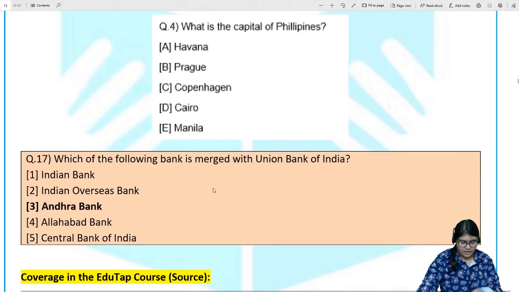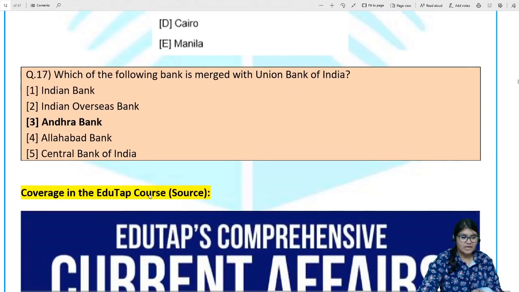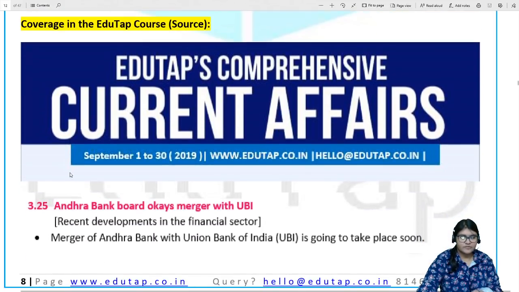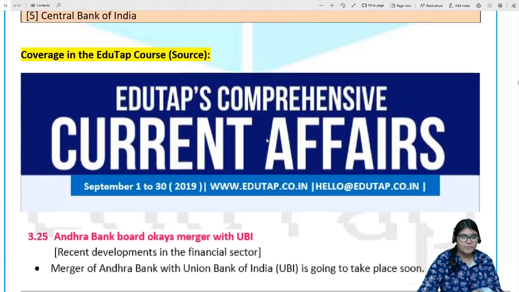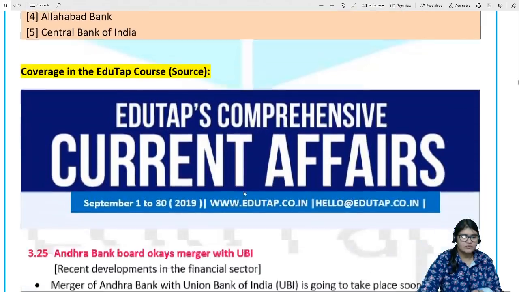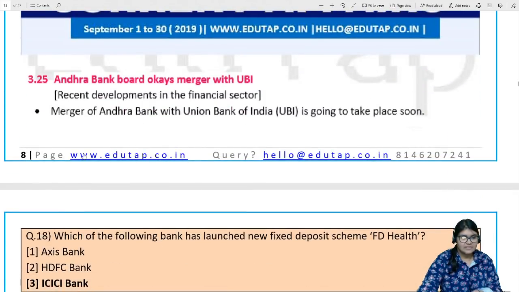Next question, which of the following bank is merged with the Union Bank of India? Very simple, straightforward question. Answer is Andhra Bank. So again, this was covered in the month of September when this news broke. So here you can see Andhra Bank Board OK's merger with UBI. That is here you can see Union Bank of India. So this is very simple.